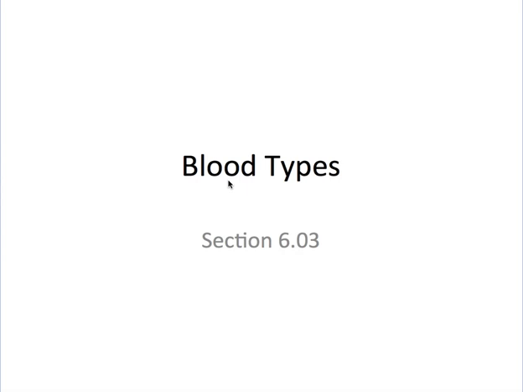So we're going to talk about how you identify blood types and what the difference between type A, type B, type O, type AB, all of that is when you go to give blood or when you go to the hospital and need blood.